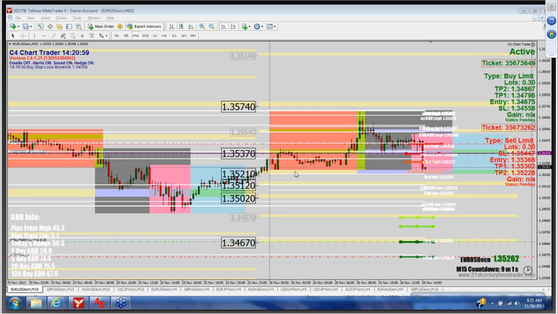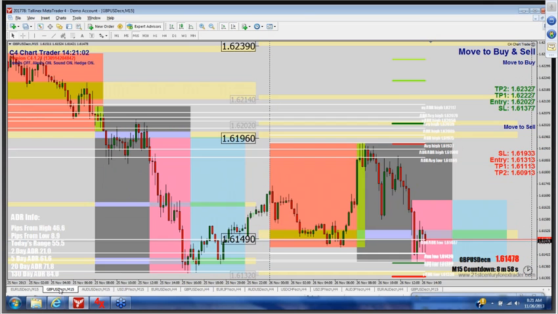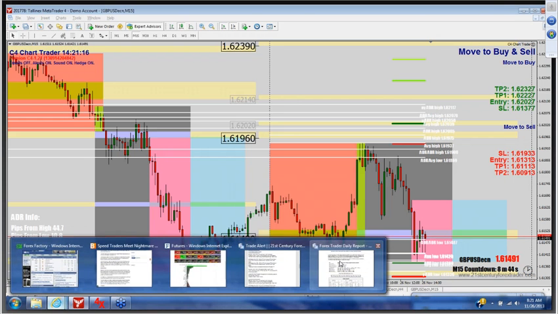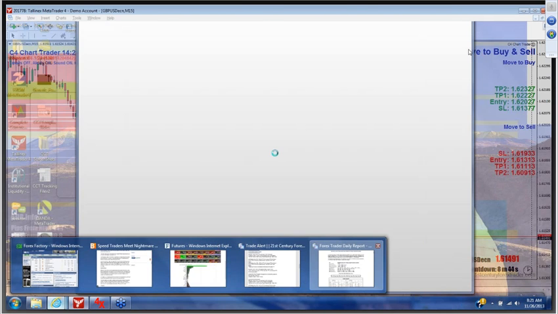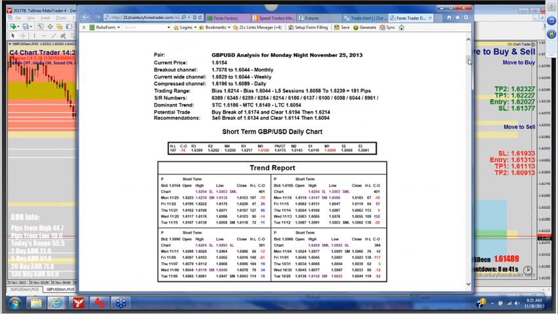All right, next up, pound USD. On the pound USD, what's happening here? Well, we're currently trading at 6149. Now, popping over to our daily report, we have our channel top, 6196, and our channel bottom at 6089.